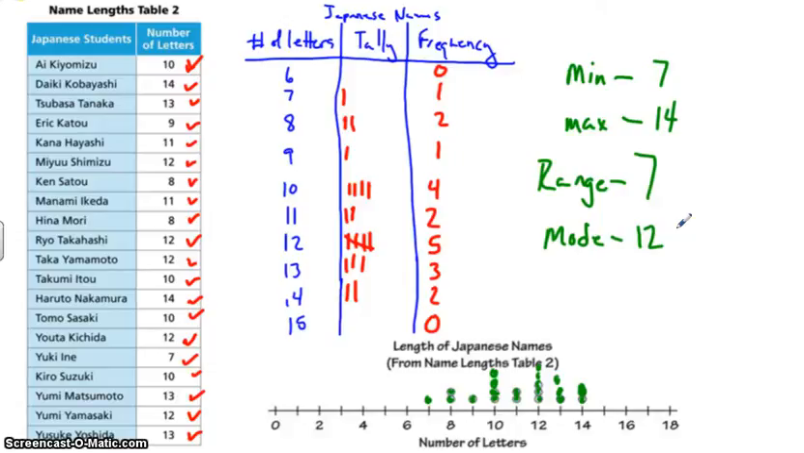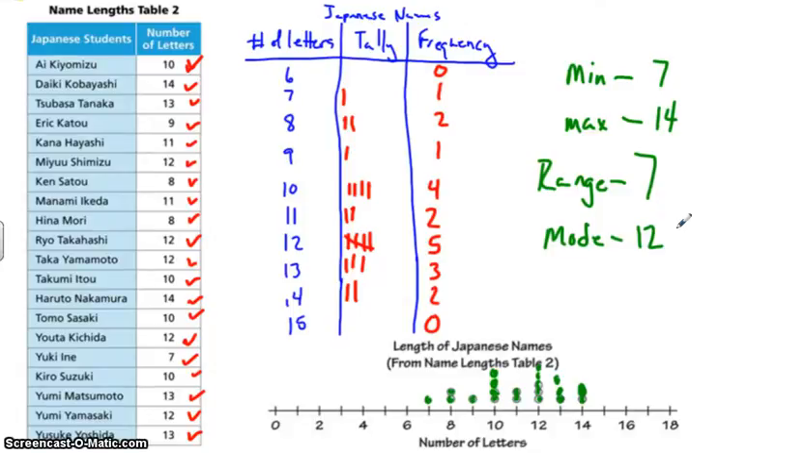So if we had a 5th person that had 10 letters in their name, then the mode would be 12 and 10. But since 12 is the only one that has 5, and I'm looking through my frequency table, I'm looking at my dots, it's the only one that has 5, then the mode is 12. That's the one that occurs the most often.